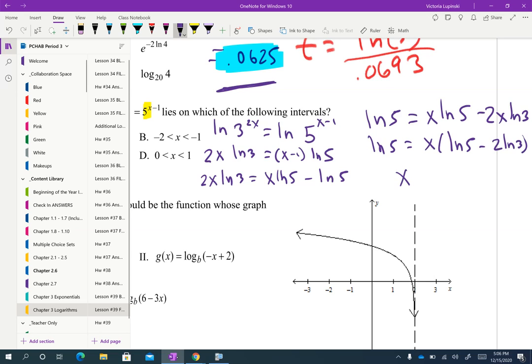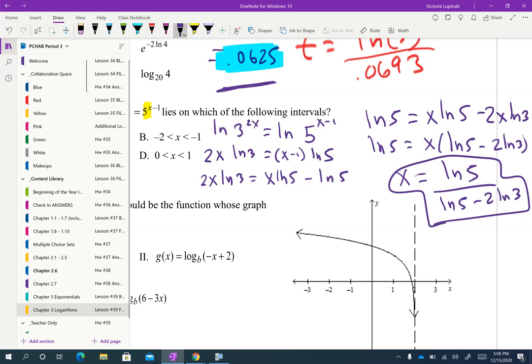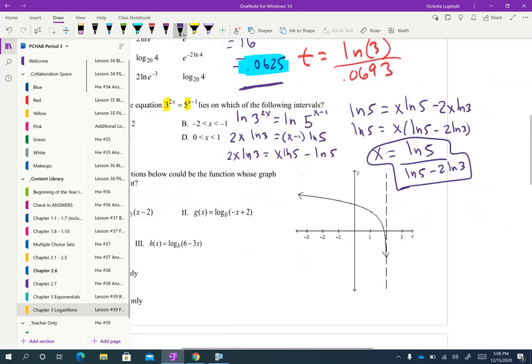I'm going to factor out an x, leaving me with ln 5 minus 2 ln 3, which means that when I solve for x, I'm going to get the ln of 5 divided by the ln of 5 minus 2 times the ln of 3. So that would be the exact value. And again, that could be an answer if there was no calculator available to you.